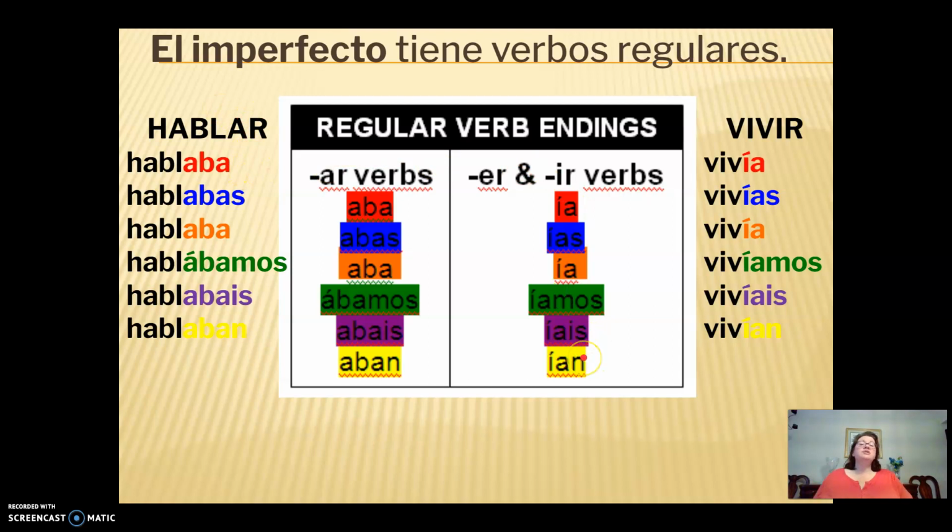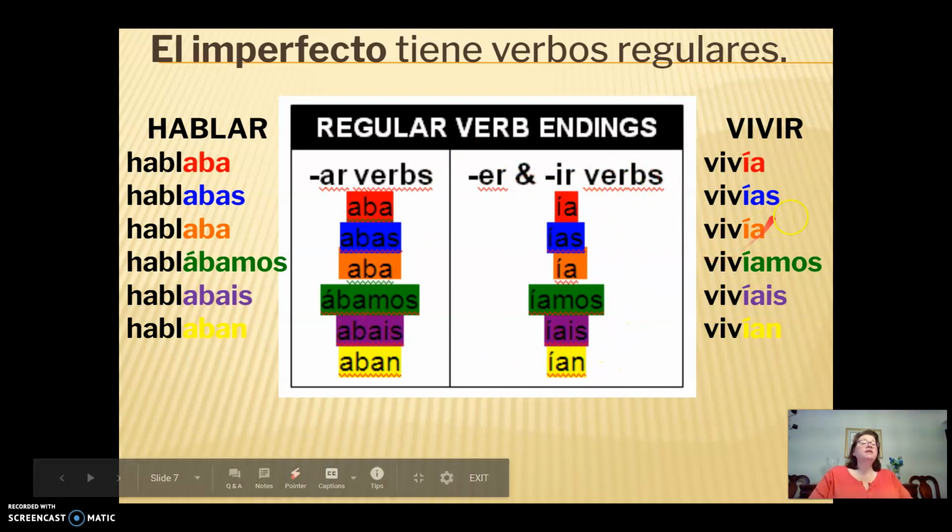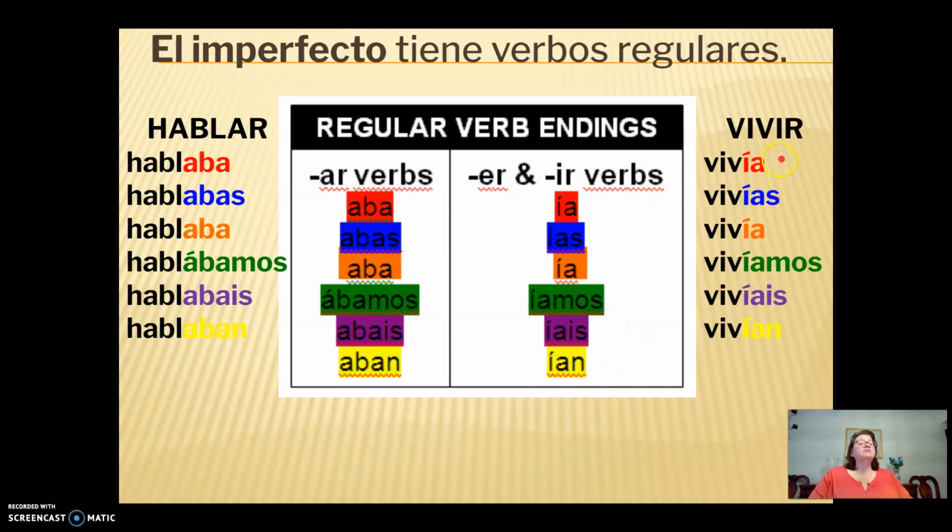ER and IR verbs, just like the preterite, have the same endings, right? They're not the same endings as the preterite, but they are the same as each other. ER and IR verbs share endings. So ía, ías, ía, íamos, íais, ían. So vivía, vivías, vivía. Again, I used to live or I was living. You used to live or you were living.